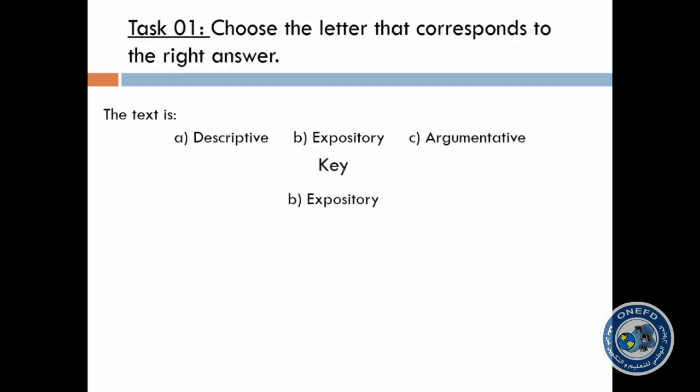So, key. The text is expository. Why is it expository? It's expository because the writer is explaining the reasons of laughter and the different situations that make people laugh, and he provides examples. So, I repeat, the text is expository because there is an explanation of some fact by providing examples and showing a cause-effect relationship and some facts.